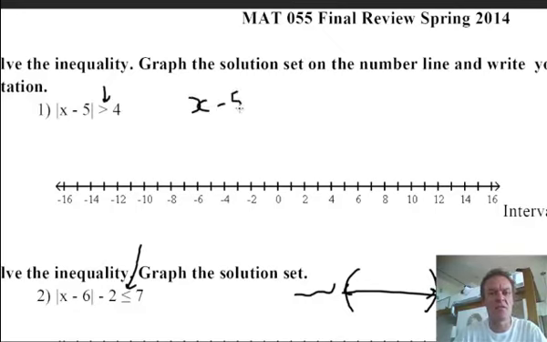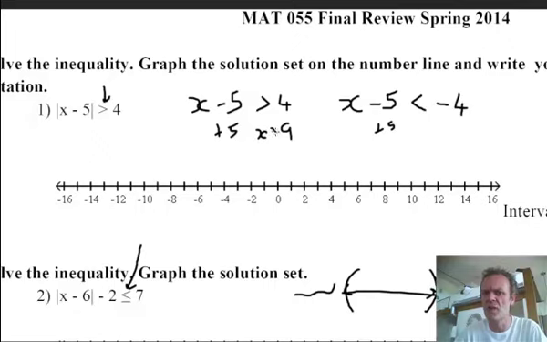Let's add a 5 to both of them. That'll give us 9, won't it? So it'll give us x is greater than 9. Where's x greater than 9? There's 9, and it's going that way.